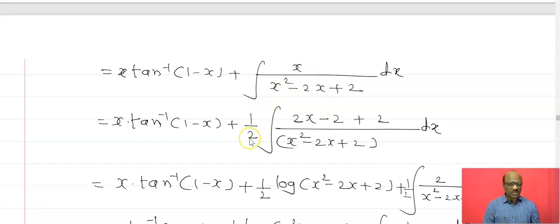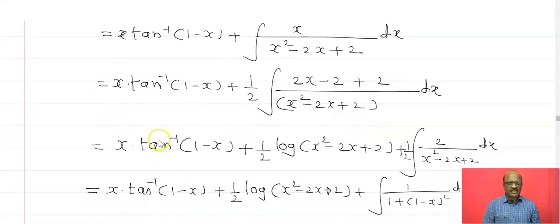Then what we did here is, first of all we took 1 upon 2. When we take 1 upon 2, then what multiplicative variable do we take with x? We take 2. Overall these 2 will get cancelled, no problem. That is 1 upon 2 integral 2x. Then what will its derivative be? The derivative of the denominator x square minus 2x plus 2 is 2x minus 2. Then we have minus 2 and plus 2 adjusted here in this way.